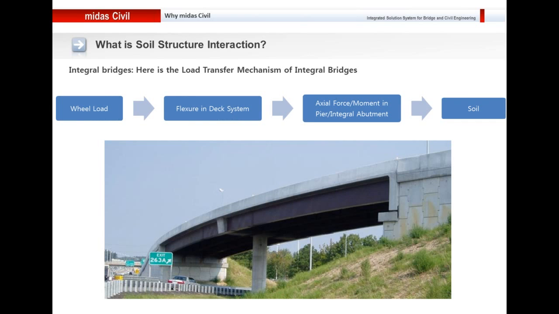Now let's study the load transfer mechanism of integral bridges. Here I'm going to talk about the vehicular load. As you can see here, the wheel load is first transferred by flexure in the deck to axial forces in the pier and integral abutment, and then it is transferred to the soil. So this is the load transfer mechanism of integral bridges. The wheel load is transferred through flexure by the deck to the support system, which can either be the abutment or the pier, and then it is transferred to the soil.